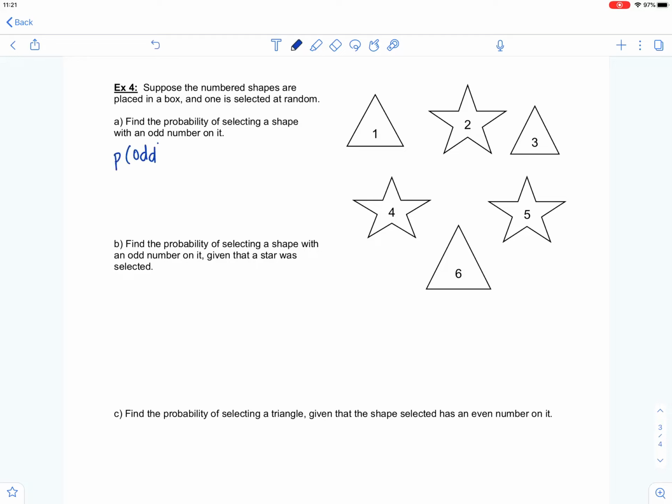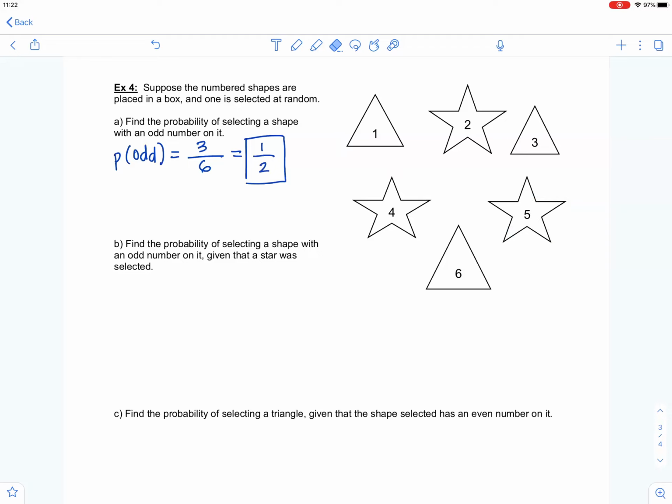So this is a more straightforward probability where you're just looking at how many shapes have an odd number on them. 3 out of the total, 3 out of 6. So that probability is 1/2. Then we have a couple examples with conditional probability.